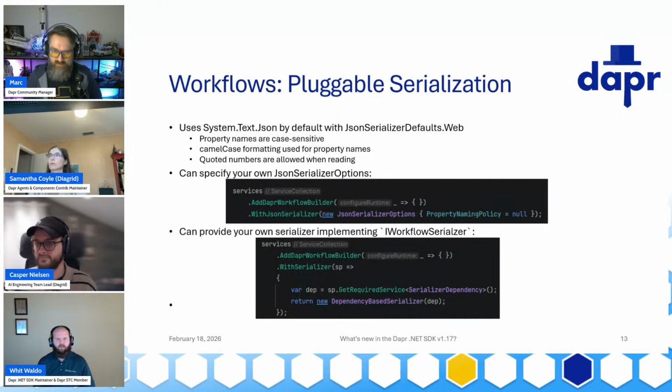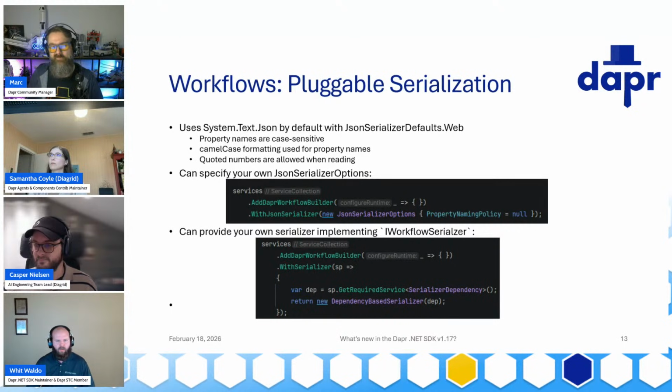Workflows now supports pluggable serialization. As with the previous release, it uses System.Text.Json by default, but it does now use JsonSerializerDefaults.Web with the indicated defaults. You are able to specify your own JSON serializer options now. This was a popular request in the issues. Do that by essentially creating your workflow builder and, with the JSON serializer, passing your options into that.